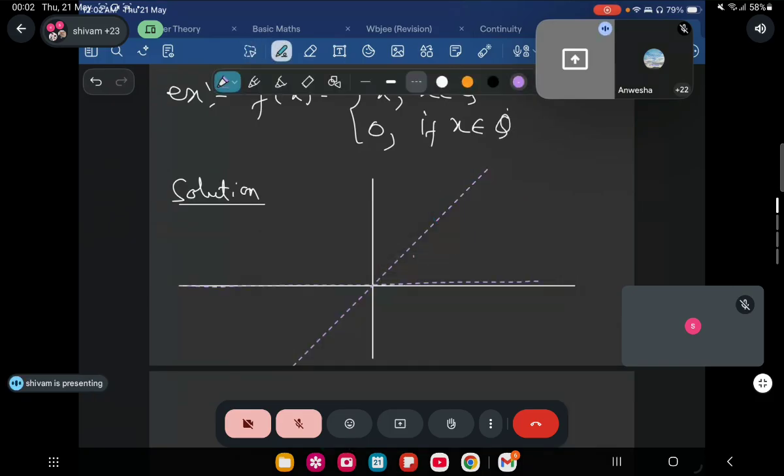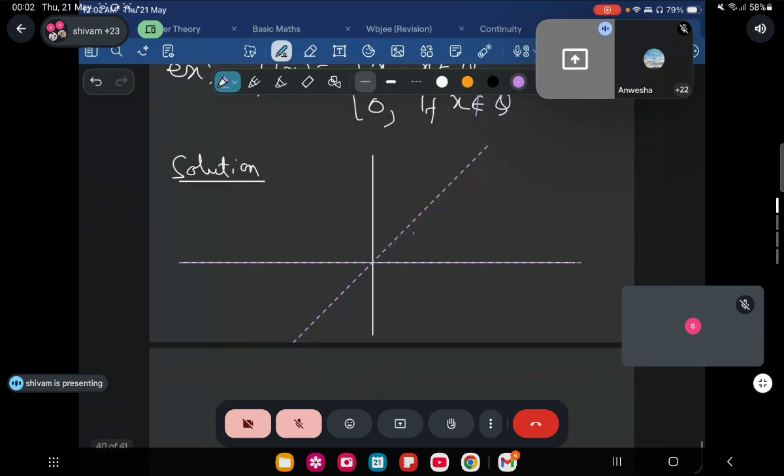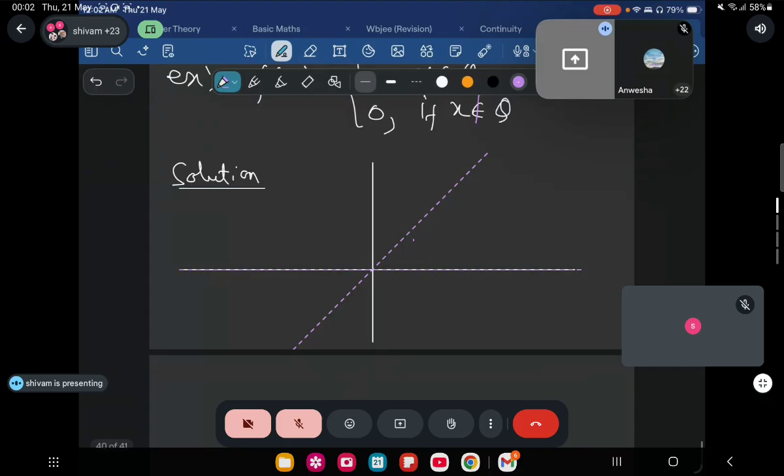Straight line, but dotted on x-axis, because it is equal to 0 and x belongs to rational. Wait, I have made a mistake. x does not belong to rational. But over here, there is a catch, everyone. At 0, there will be a longest branch. You'll get the longest branch at x equal to 0.